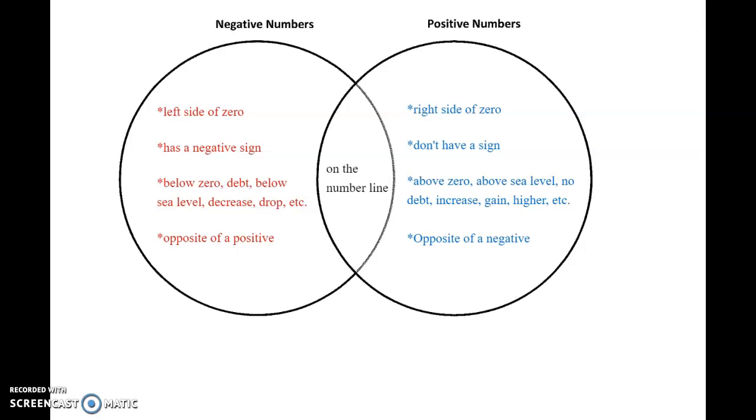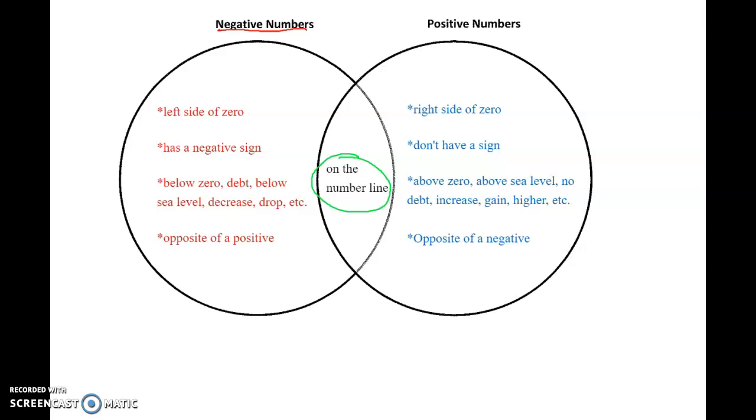So negative numbers and positive numbers both are on the number line. Got to remember that. But where on the number line? Well, negative numbers are on the left side of 0. They have a negative sign. And some examples: if we say things are below 0, or we're in debt, or below sea level, or you decrease or you drop, those are all situations that we would use negative numbers to describe.